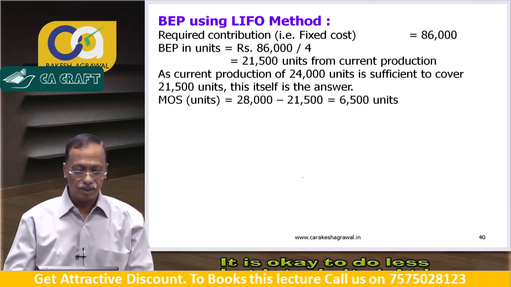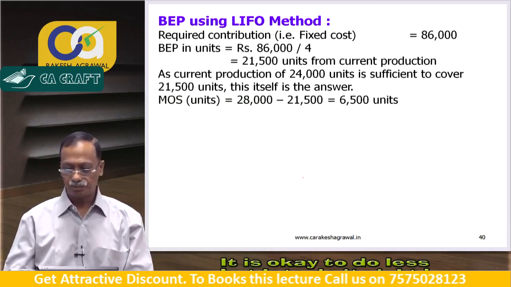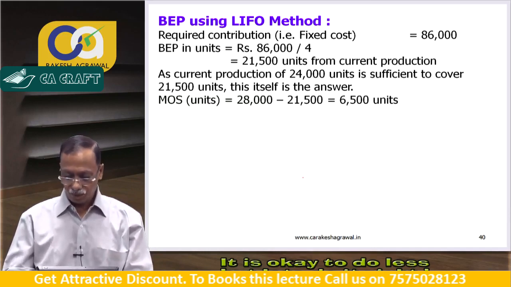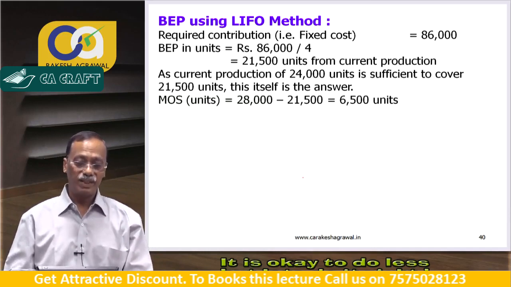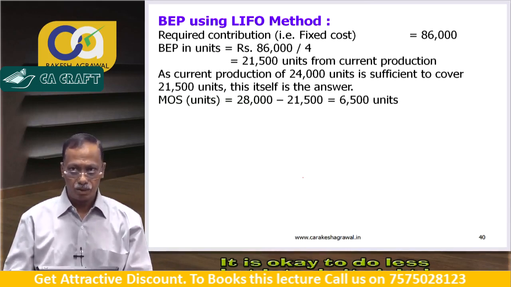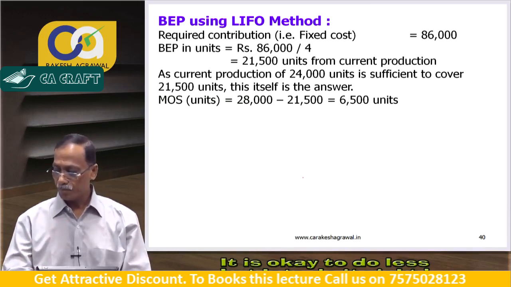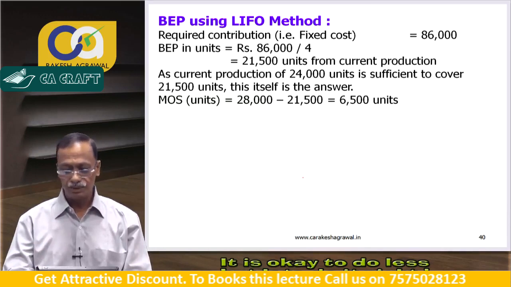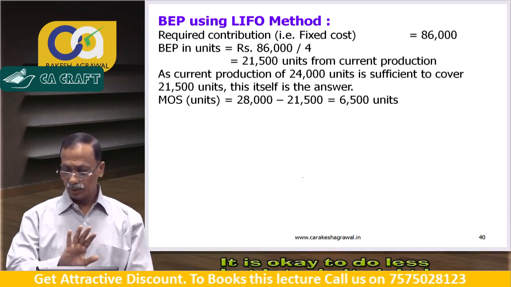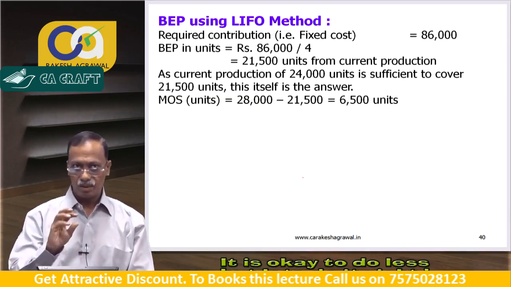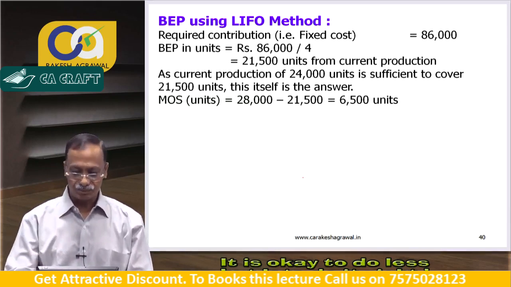First write down margin of safety. MOS units is equal to 28,000 minus 21,500, which is equal to 6,500 units. This is your answer of this question. Now I'll do some extra calculation.